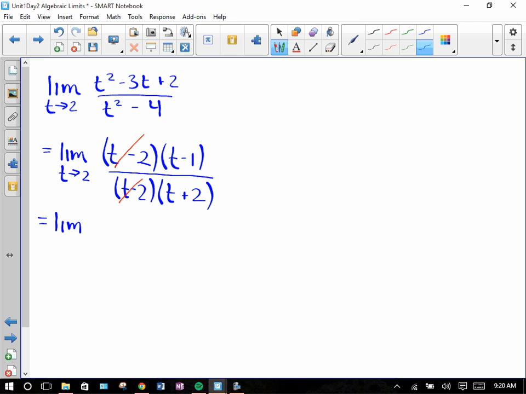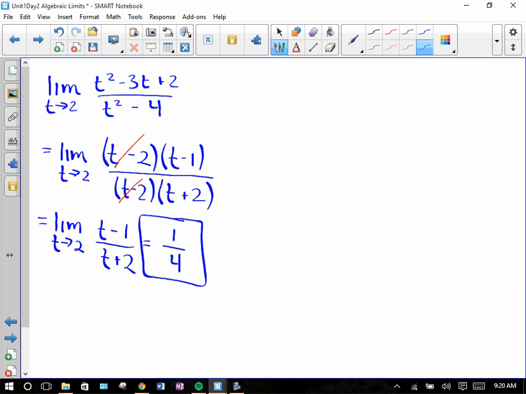and I'm left with the limit as t approaches 2 of t minus 1 over t plus 2. So now I can plug 2 in. 2 minus 1 is 1. 2 plus 2 is 4. So I get 1/4. Make sense? Right? So always look at factoring.